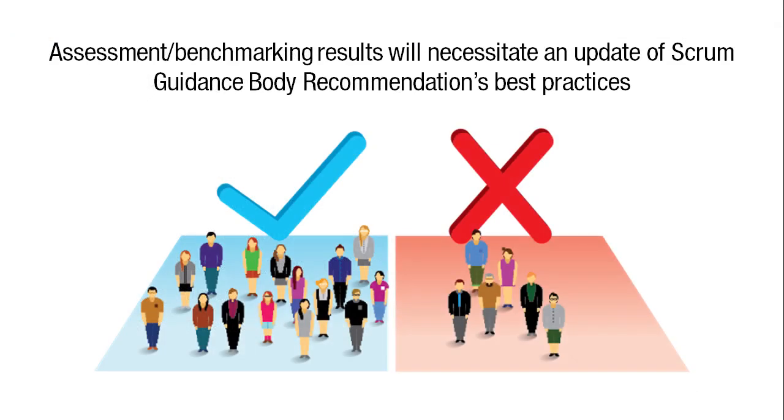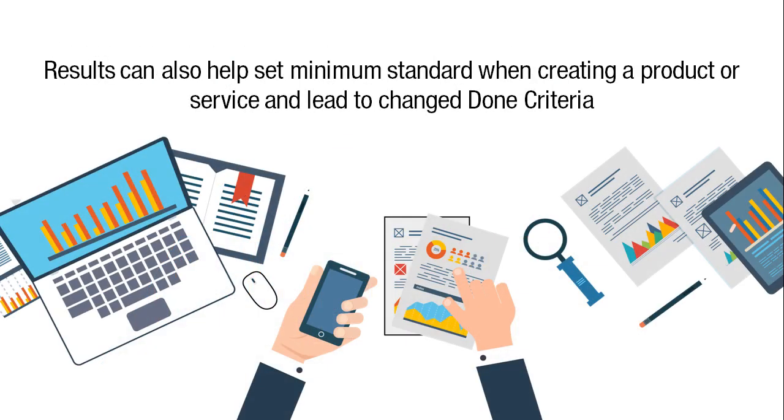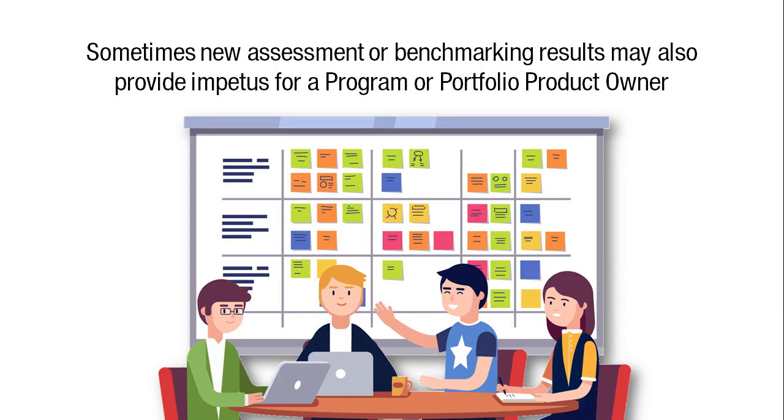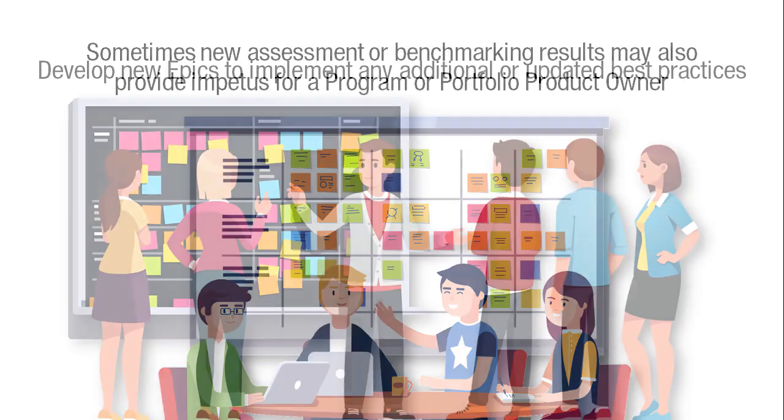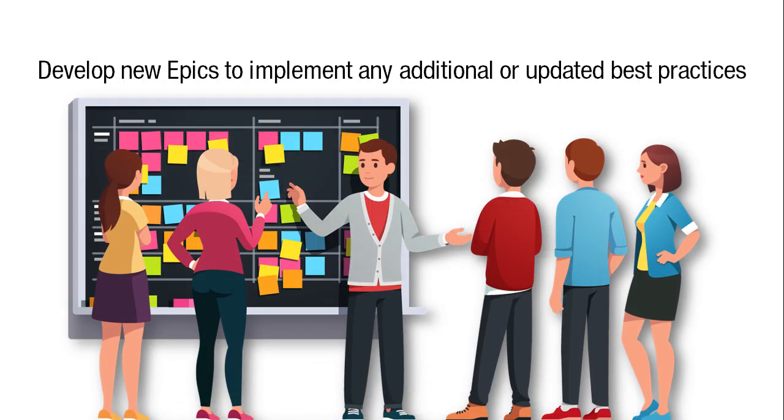First and foremost, assessment or benchmarking results will necessitate an update to the Scrum guidance body recommendations for best practices. The results can also help set a minimum standard when creating a product or service and may lead to changes to the done criteria. Sometimes new assessments or benchmarking results may also provide impetus for a program or portfolio product owner to develop new epics to implement any additional or updated best practices.